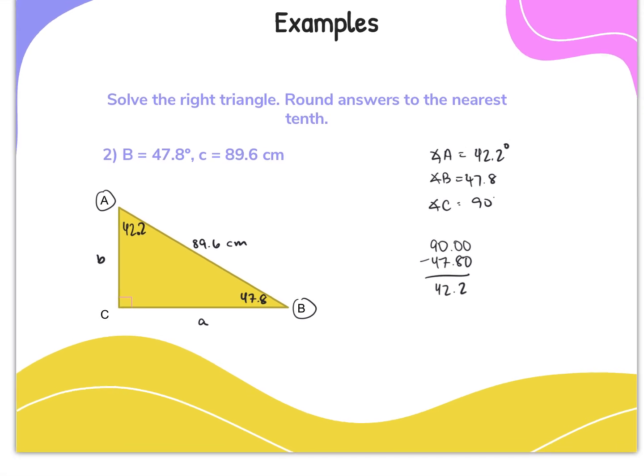So again, if I'm looking, for example, for little b, I could use the given information. They gave me angle B. This is the opposite of angle B, and this is the hypotenuse. So again, I know that the sine of angle B equals little b over the hypotenuse. So the sine of 47.8 equals little b, which is unknown, over the hypotenuse, which is 89.6.